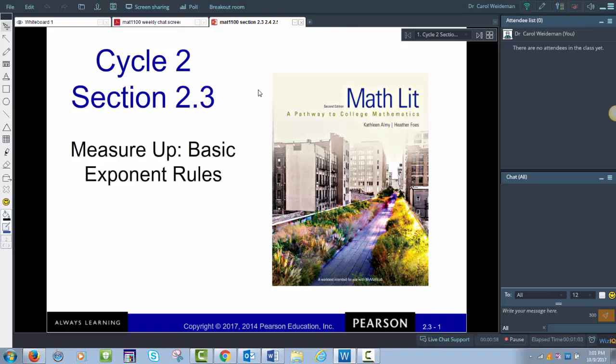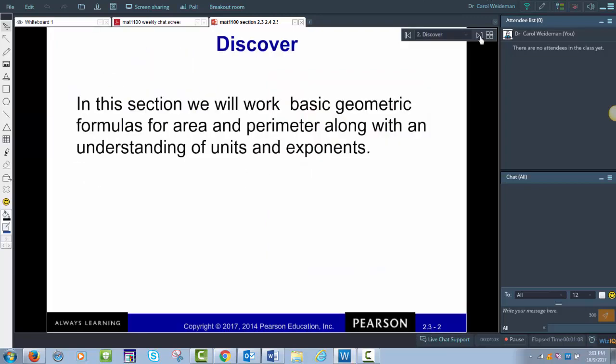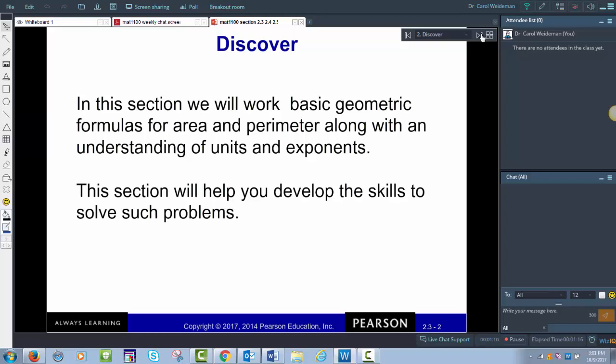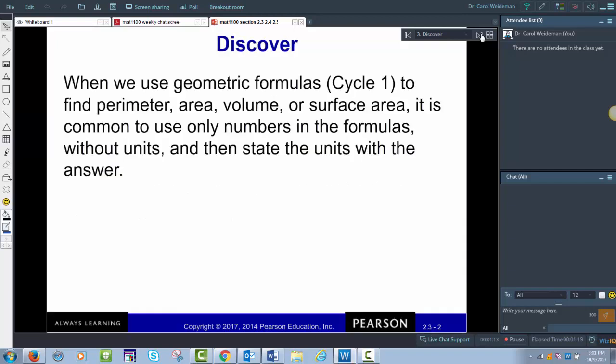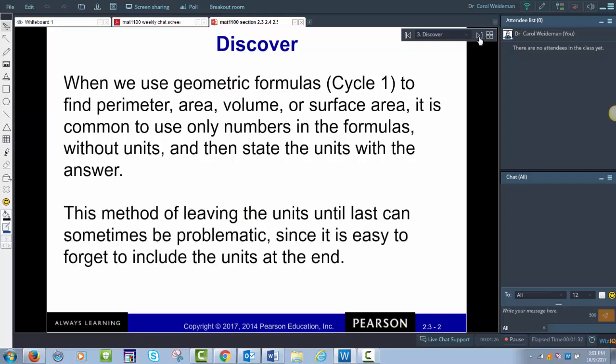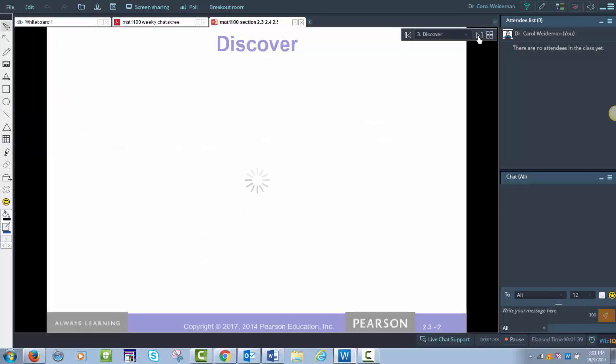The first section talks about basic exponent rules, and they actually mention in here working with area and perimeter because those, especially area, work with exponents. In this section, we're going to go through the different exponent rules, and we're again going to use geometry formulas to find perimeter, area, volume, and so forth, because commonly in those calculations there are units involved, and we may forget about the units until the very end. So we want to think about what we can do to avoid leaving off the units. It's probably good to keep the units through the calculations.